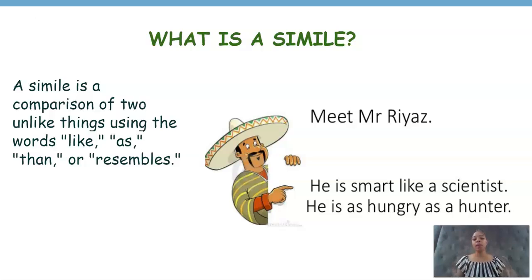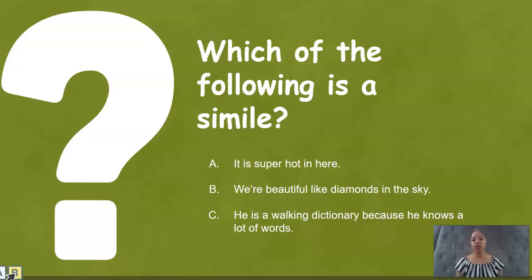So always remember that when you are comparing two things and you use the word like or as, also than or resembles in some cases, then you are referring to a simile. So keep that in mind. All right, and we're going to go ahead and move on to the next slide. And of course, this is at your own pace, so you guys can go ahead and go back and view them.